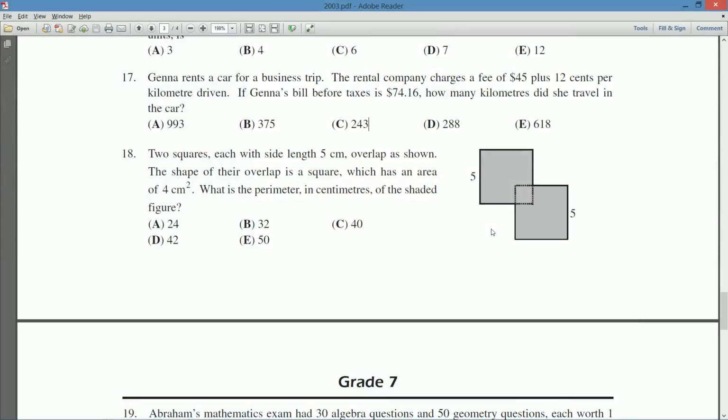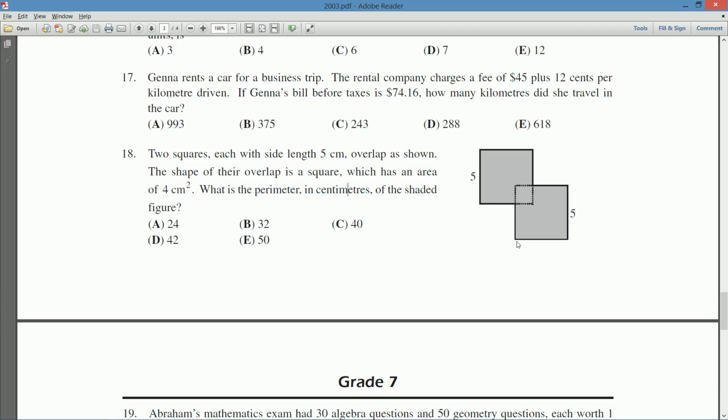Question 18 says, two squares, each with side length 5 centimeters, overlap as shown. The shape of their overlap is a square, so this little figure with the dotted lines around it, sure. And this little square has an area of 4 centimeters squared. So already I'm starting to think, what's that side length? What is the perimeter in centimeters of the shaded figure, so in total?